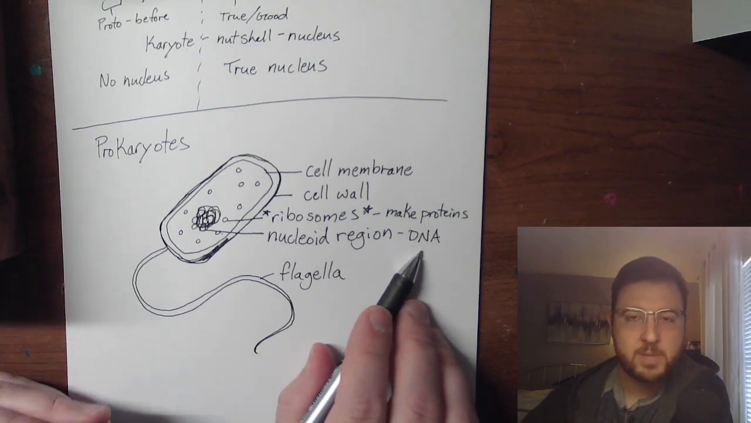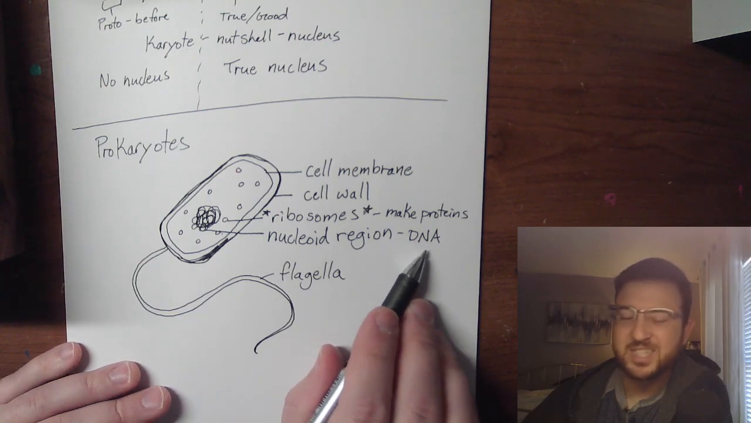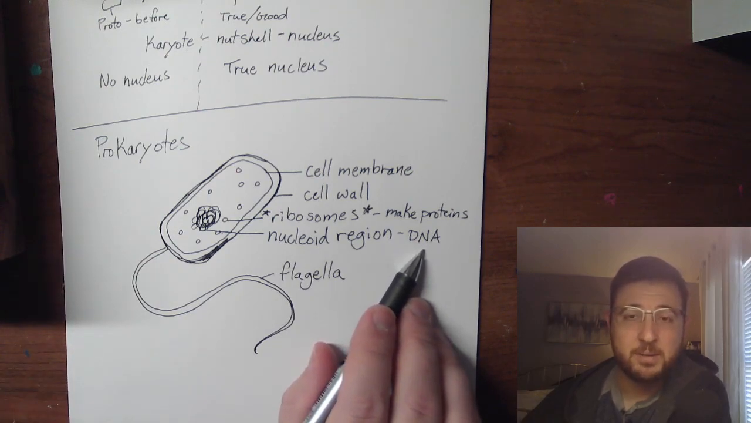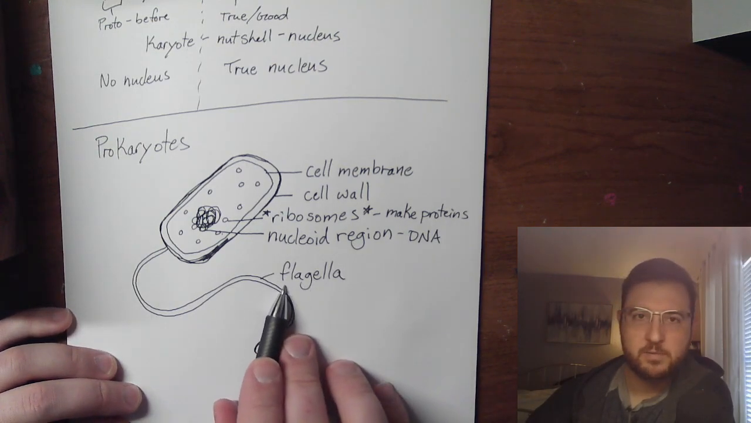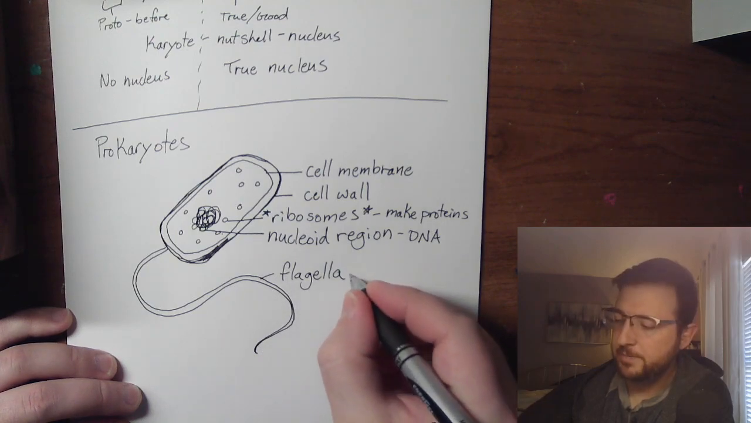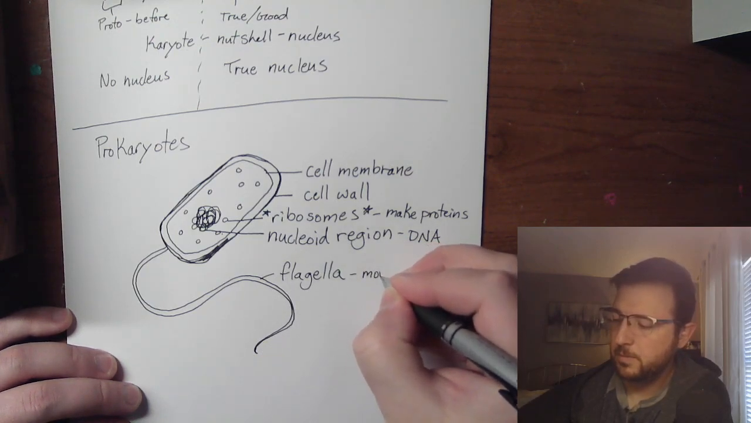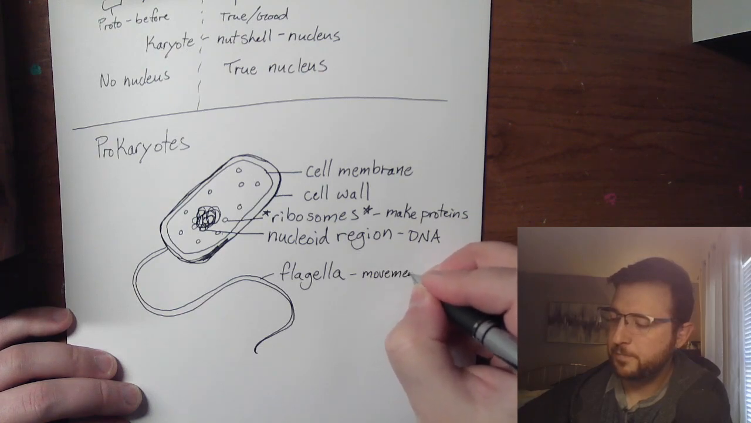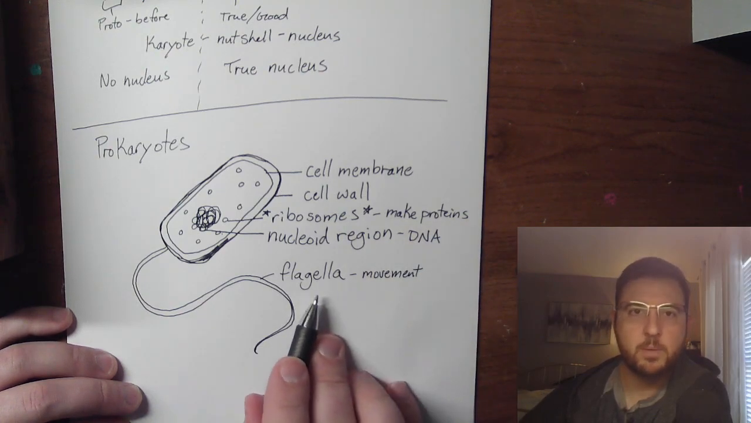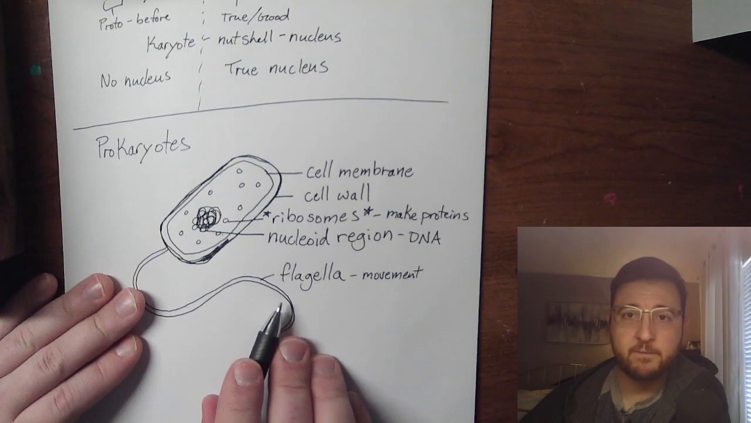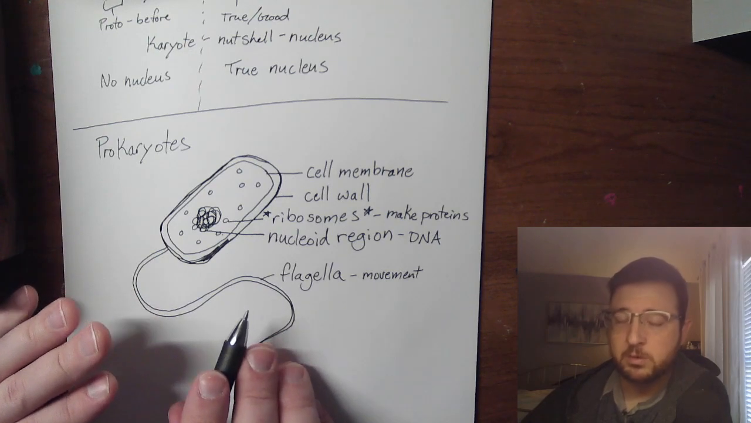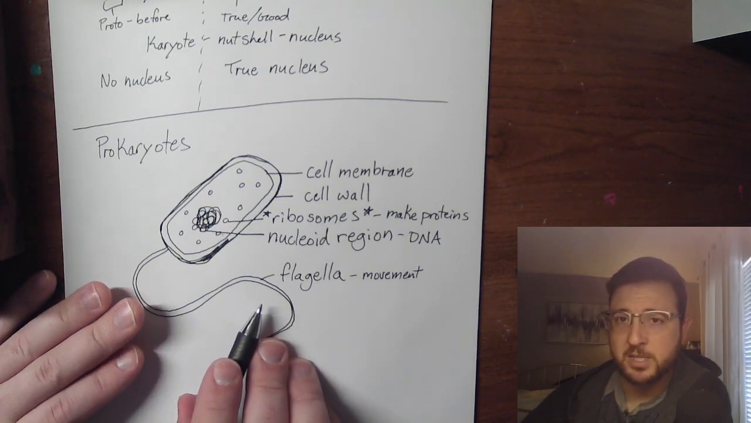And over time, they're going to be evolving because this DNA is going to change just a little bit every single generation. Okay? Then flagella. Flagella allow for movement. And so, because flagella can move, it means they can respond to their environment. Now, not all bacteria have flagella, and they don't all need to have flagella in order to respond to their environment.